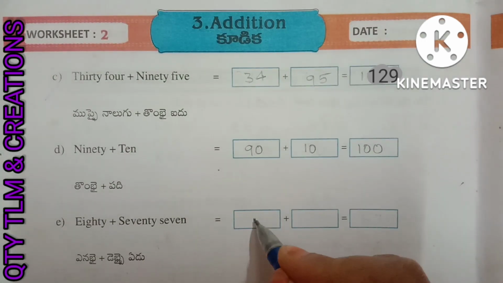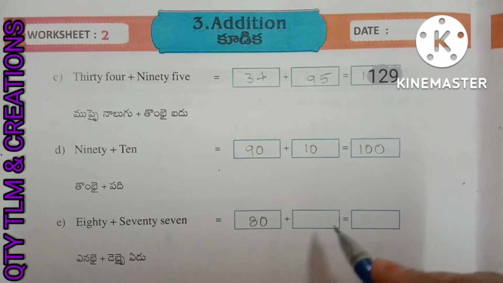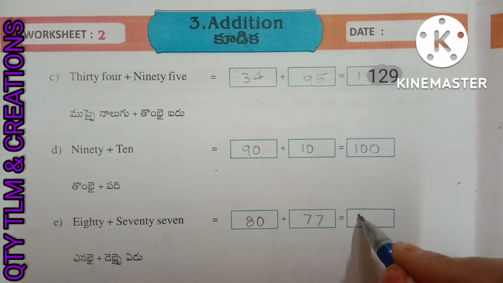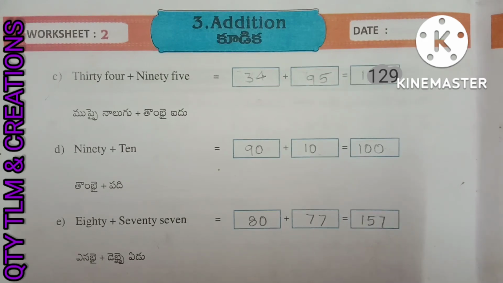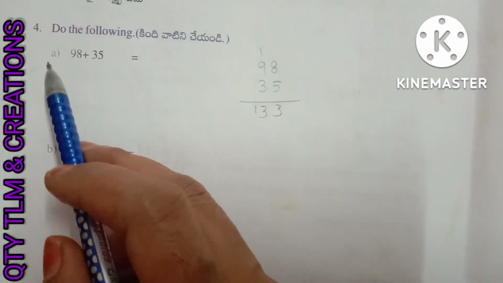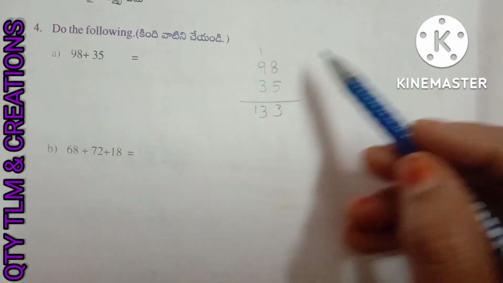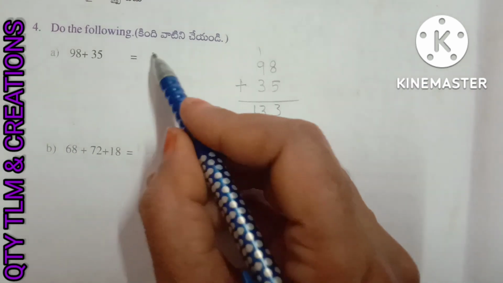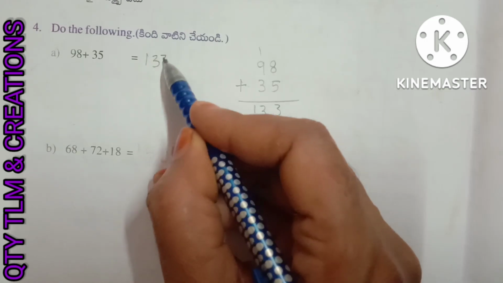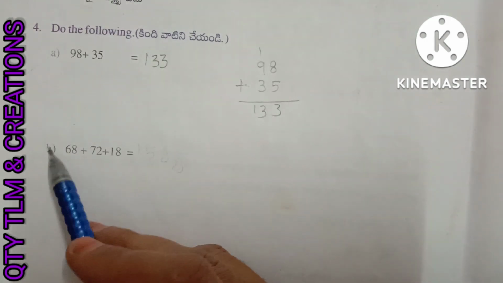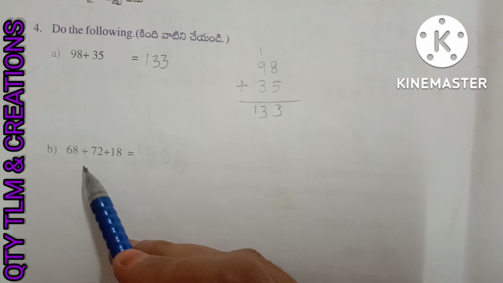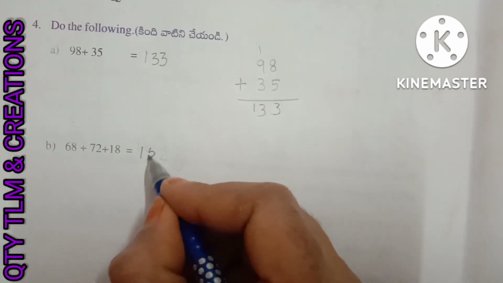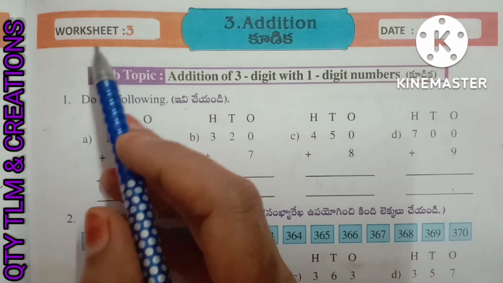Here we have to write 80 plus 77. Then add 80 plus 77. We get 157. Next question, do the following. A, 98 plus 35. Here we have to add 98 plus 35. We get 133. So we have to write here 133. Next, B, 68 plus 72 plus 18. We get 158.